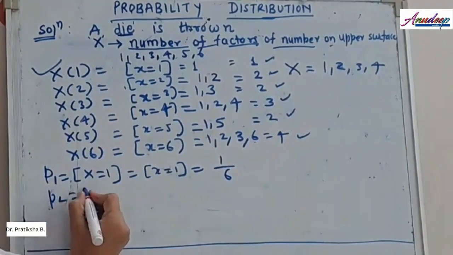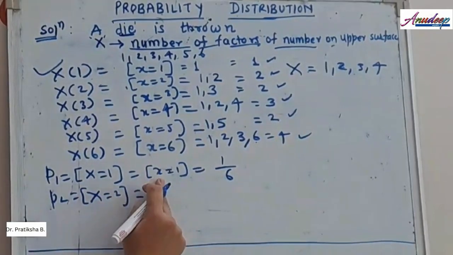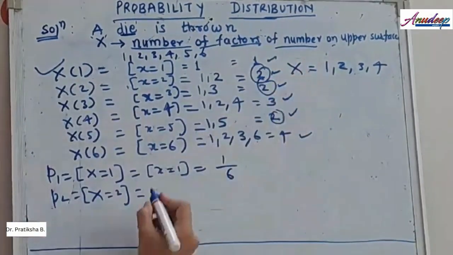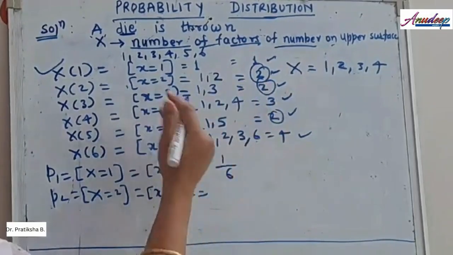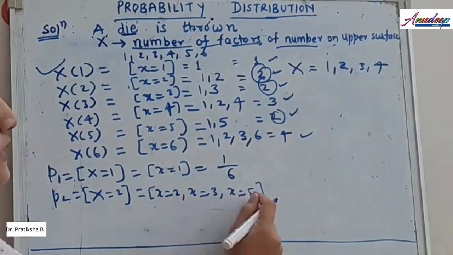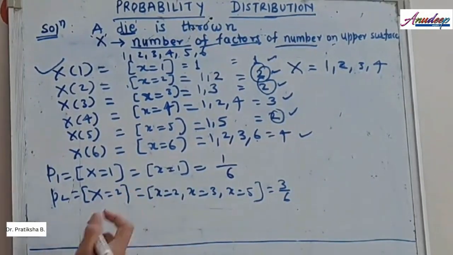Then for P2, that is capital X taking a value 2. For how many events is capital X taking a value 2? 1, 2 and 3. So that means when x is equal to 2, when x is equal to 3 and x is equal to 5, that is 3 times out of 6, capital X is taking a value 2.